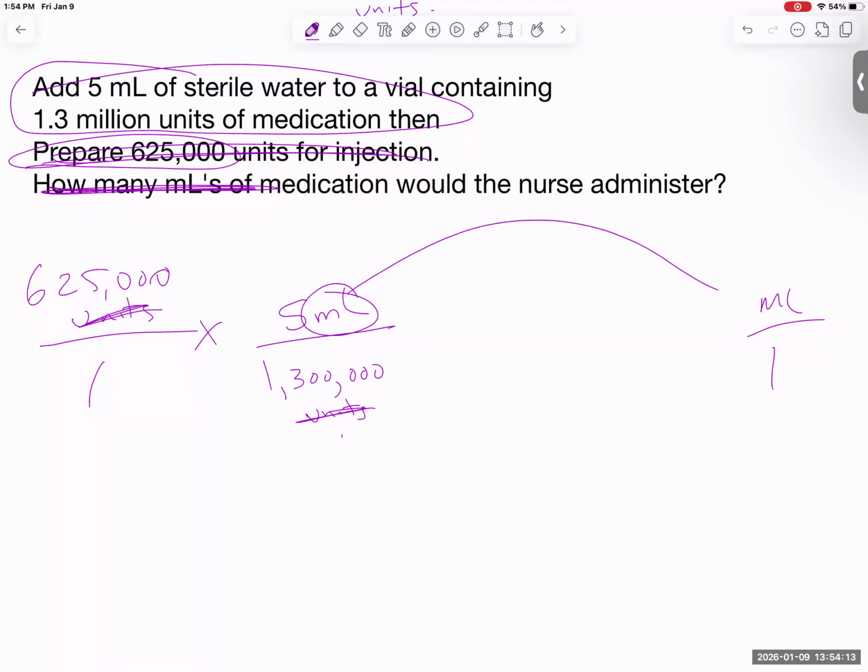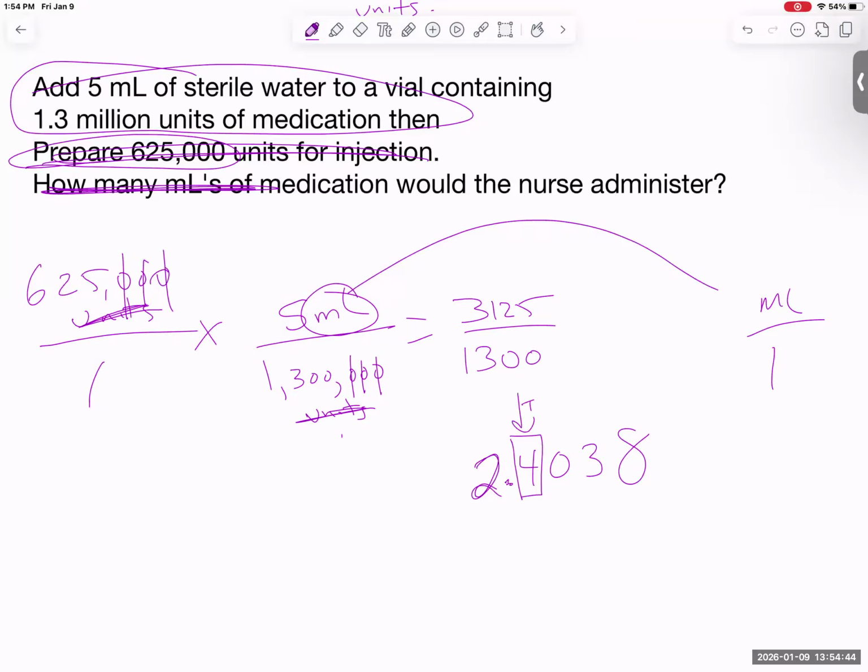I'm going to cross off some zeros, 1, 2, 3. 1, 2, 3. So I have smaller numbers to work with. So on the denominator, 1,300 times 1 is 1,300. And 625, excuse me, times 5 is 3,125. Beautiful. So when I divide on my calculator, it will say 2.4038. So what's the rounding rules? Any number between 1 and 10. And 2 is definitely between 1 and 10. I round to the tenths, and that's this position is the tenths.